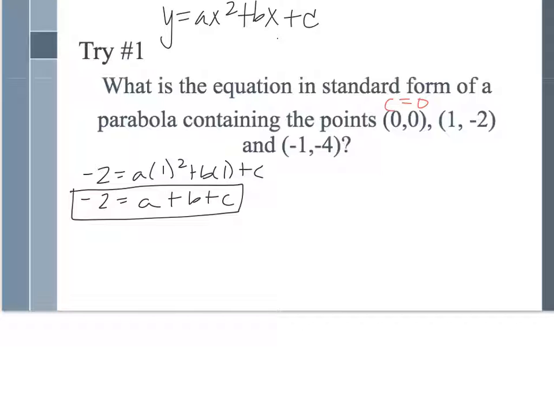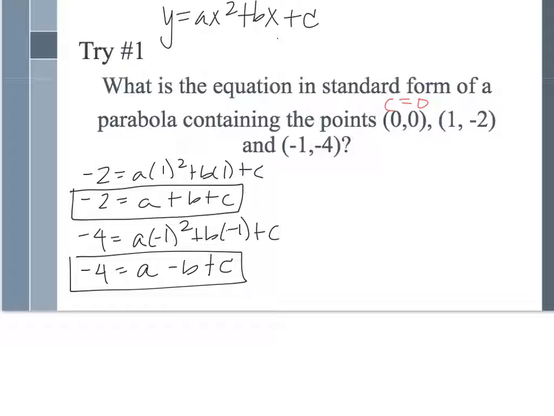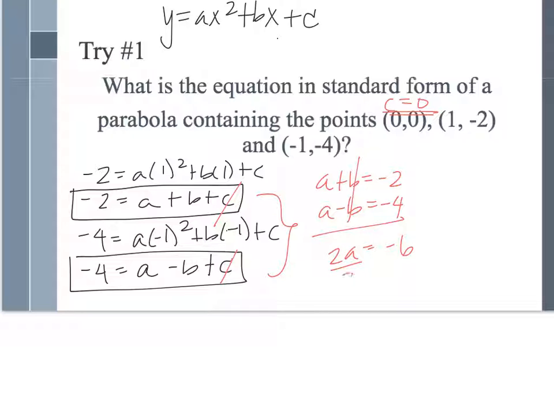The next one, when we substitute in (-1, -4), we'll have -4 equal to a times -1 squared plus b times -1 plus c. That'll again give us a minus b plus c. All right, again, since c is equal to 0, that's like getting rid of the c's here. If I flip this back around, the first one should be a plus b equals -2, and then a minus b equals -4. The b's are gone, a plus a is 2a, and I get -6. If I divide by 2, a will equal -3.